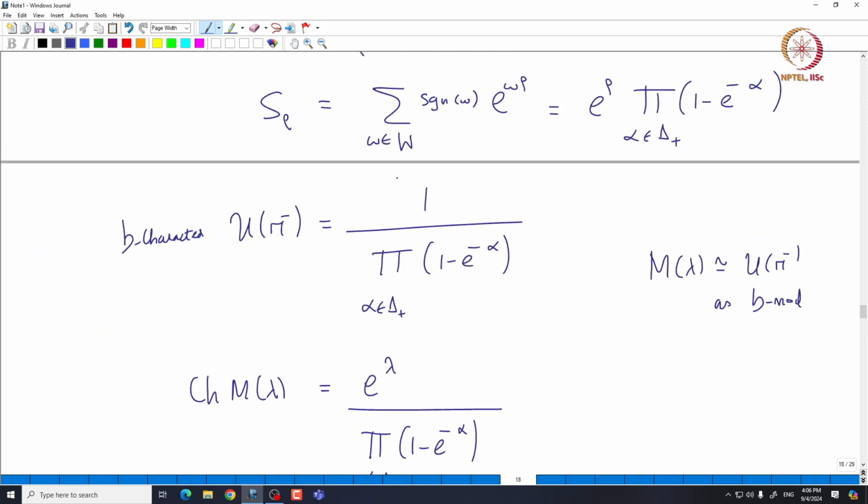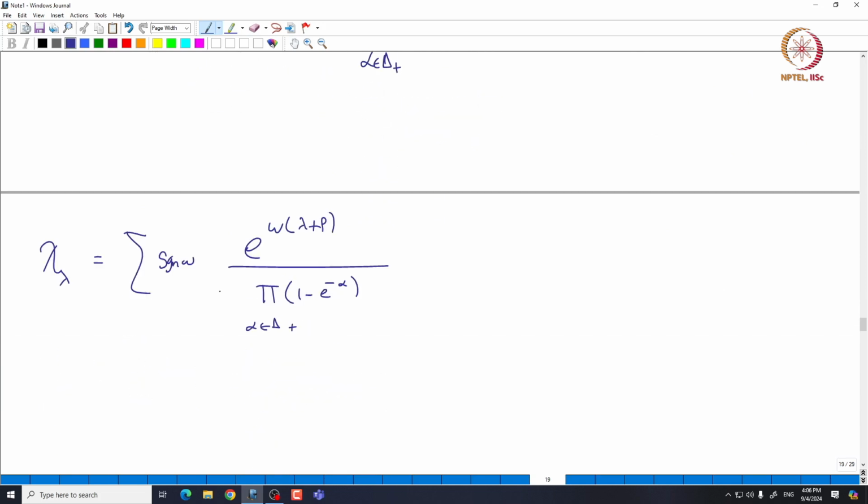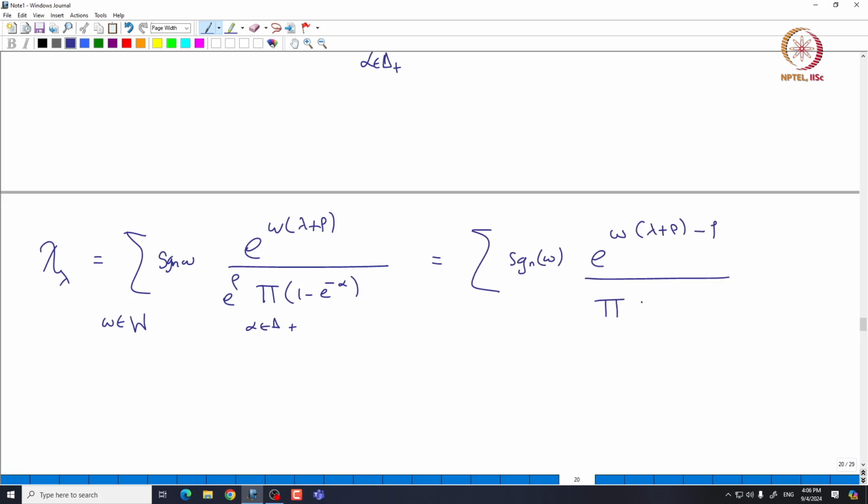So, this e power rho is there, yeah, we have to write this here where w is in W. Now you can actually bring this e power rho above, and then you can see that this is going to be sine of w, e power (w(lambda plus rho) minus rho), divided by the product of 1 minus e power minus alpha, alpha in delta plus, where w is in W.